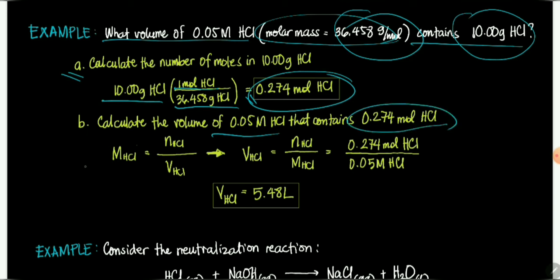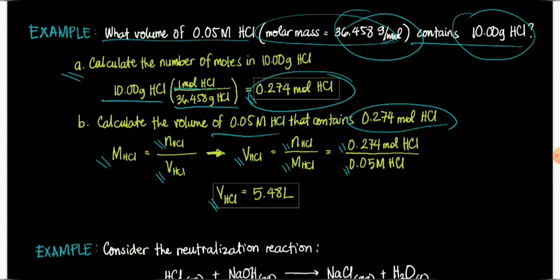So we will use the equation. Molarity is equal to the number of moles of HCl over the volume of the HCl solution. So kapag ni-rearrange natin, we will get the volume of the solution is equal to the number of moles of the solute over its molarity. So i-divide lang natin yung 0.274 sa 0.05 molar HCl. We will get the volume which is equal to 5.48 liters.